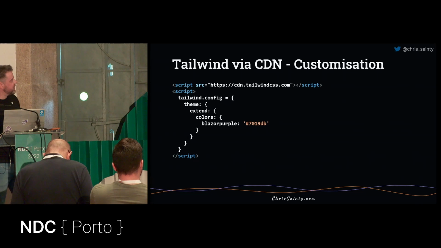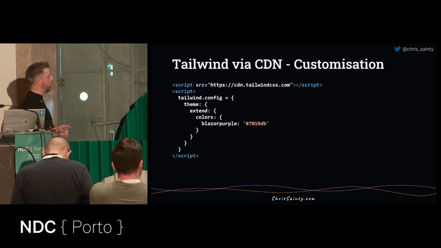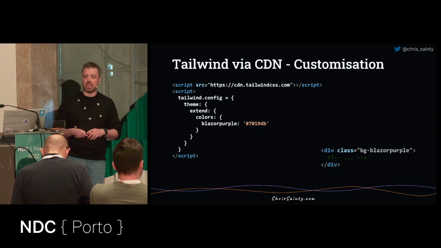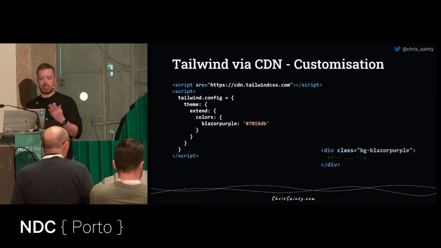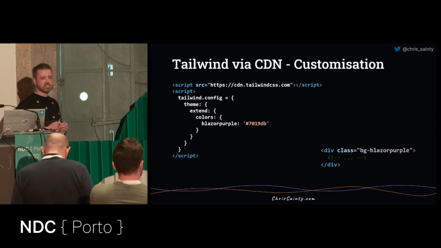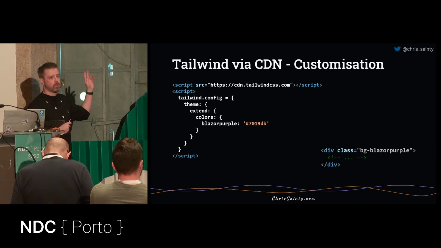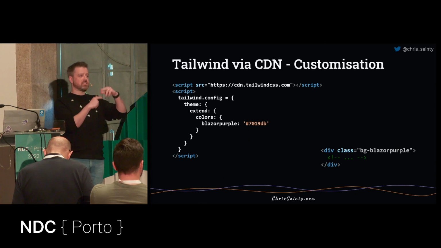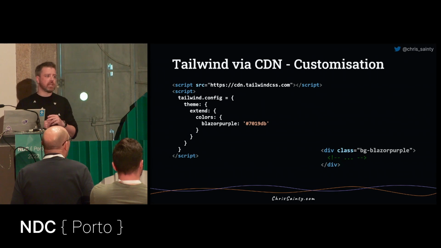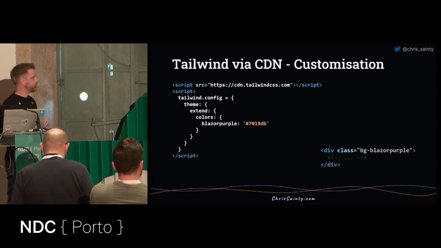So in this little code sample, I'm adding in a Blazor purple color here. And then I can just go and use that. So I can just go bg-blazor-purple, and that's just going to work, okay? That's just going to build that on the fly. Now, just in case you're wondering how it does this, that script tag is basically going to process this, and what it does is it creates a style tag and puts all these styles in, injecting them dynamically into the host page.